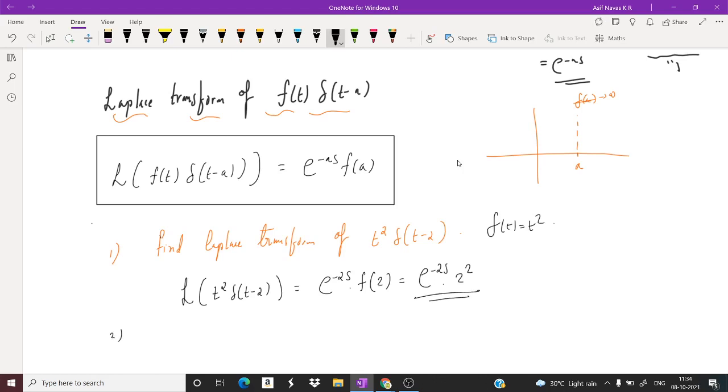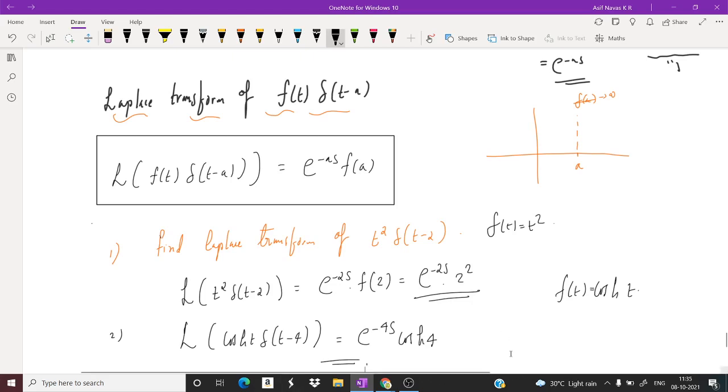Similarly, if we want to find the Laplace transform of cosh t delta of t minus 4, what will this be? Here f of t is cosh t. So this is e raised to minus 4s into cosh of 4. It is not t, it is just 4, so f of 4, right? Yes, sir.